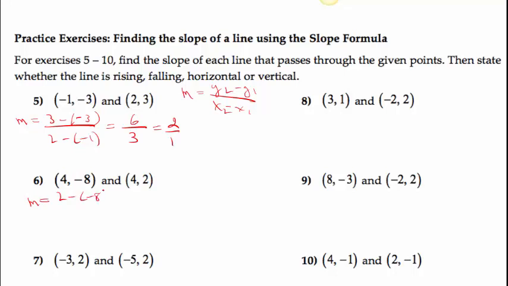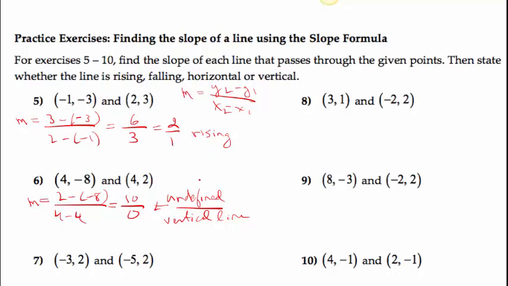So this is 2 minus negative 8 over 4 minus 4. 2 minus negative 8 is 2 plus 8, which is 10, but then 4 minus 4 is 0. Remember, when we had a 0 in the denominator, we would call this undefined, right? So this line was actually a vertical line. This one was a rising line.